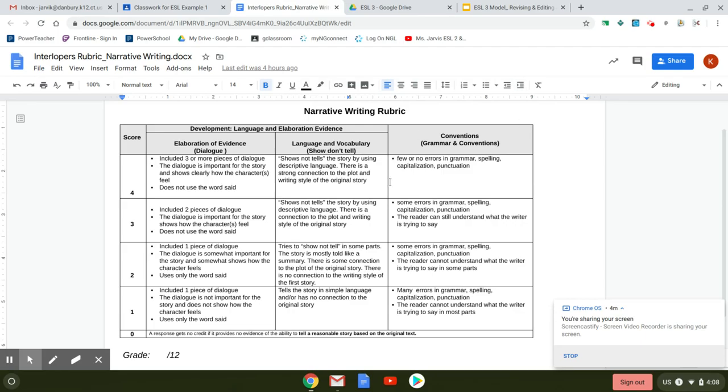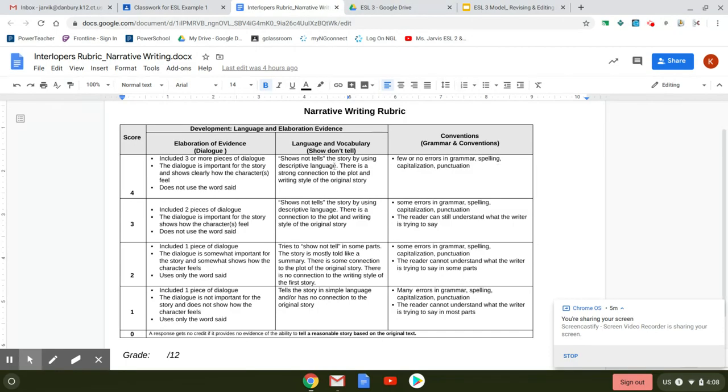Let's look at grammar and conventions. It's okay to have a few errors, we all do, but there should be very few errors if you want a 4. If you have a 1, that means you have so many errors that the reader can't understand most of what you're writing. No one in the class will probably get the 1 because you guys are much better at that. So that's how I'm grading you.